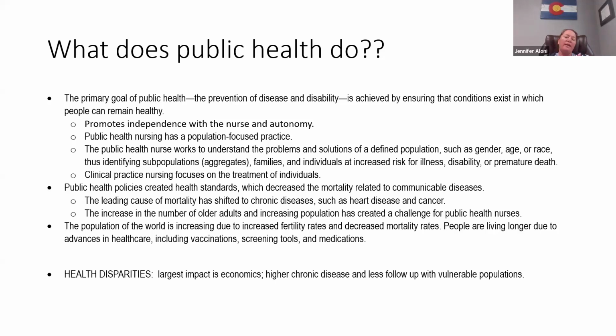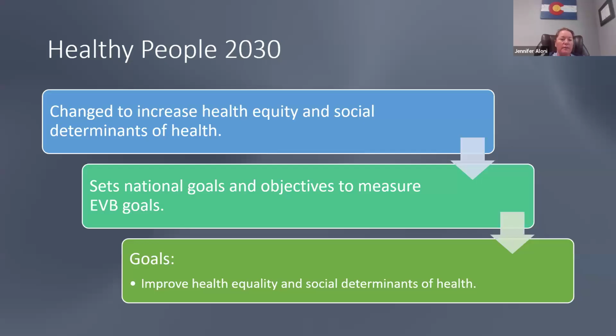We know our mortality wants to go down. The leading cause of mortality has shifted to chronic diseases, and the population of the world is increasing and mortality rates are decreasing. So people are living longer. We see our largest impact is our economics, which we talked about.